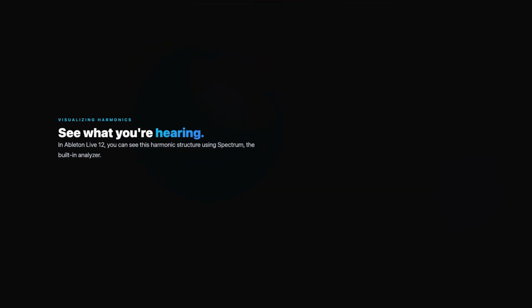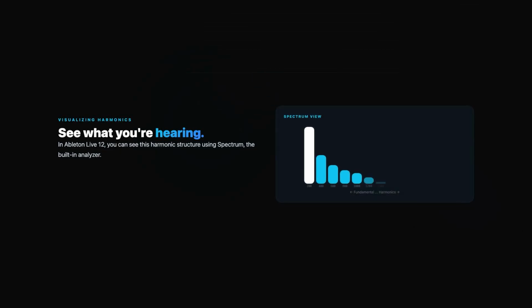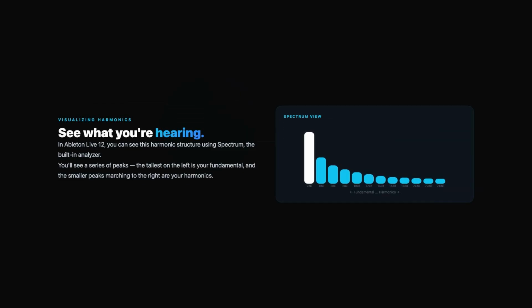In Ableton Live 12, you can actually see this harmonic structure using Spectrum, the built-in analyzer. When you route a sustained note through Spectrum, you'll see a series of peaks rising from the frequency display. The tallest peak on the left is typically your fundamental, and the smaller peaks marching off to the right at regular intervals are your harmonics. This is the frequency domain representation of your sound. It shows you which frequencies are present and how loud each one is.